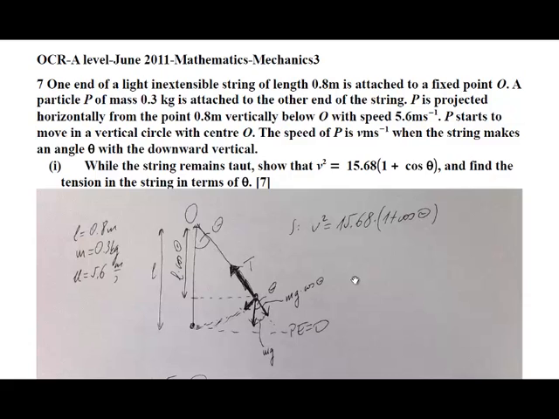The speed of P is v meters per second when the string makes an angle theta with the downward vertical. While the string remains taut, show that v squared is equal to 15.68 times 1 plus cosine theta, and find the tension in the string in terms of theta.